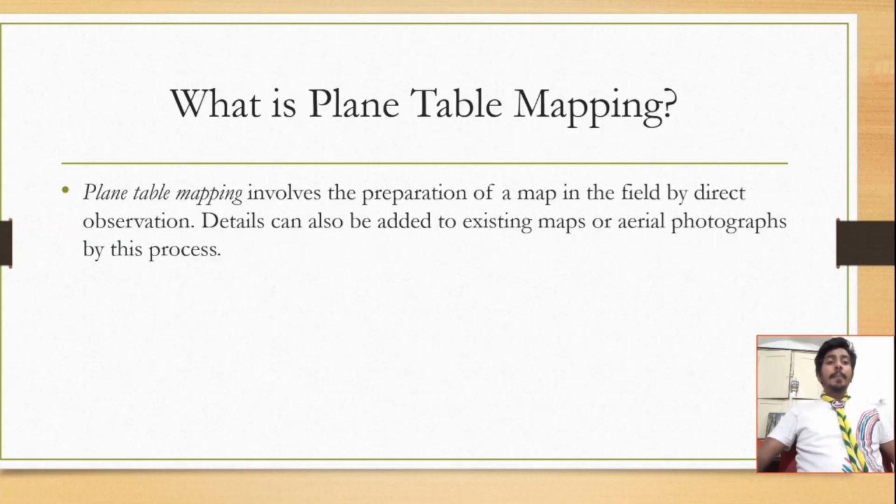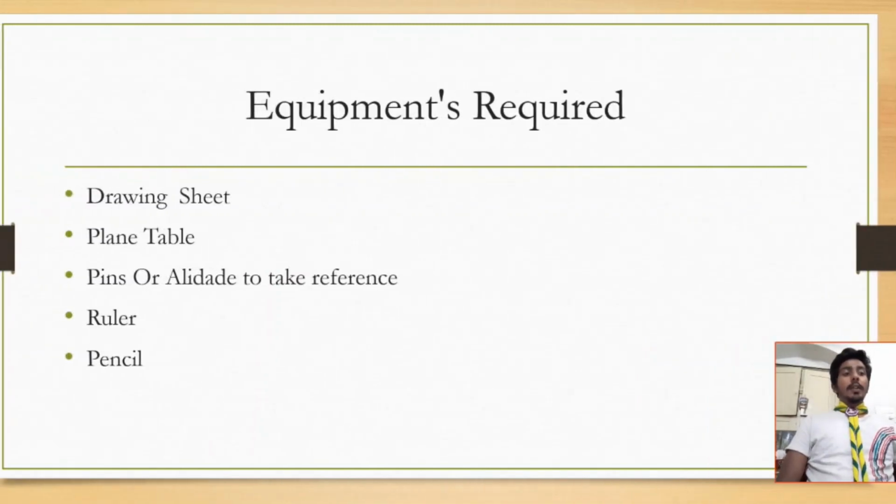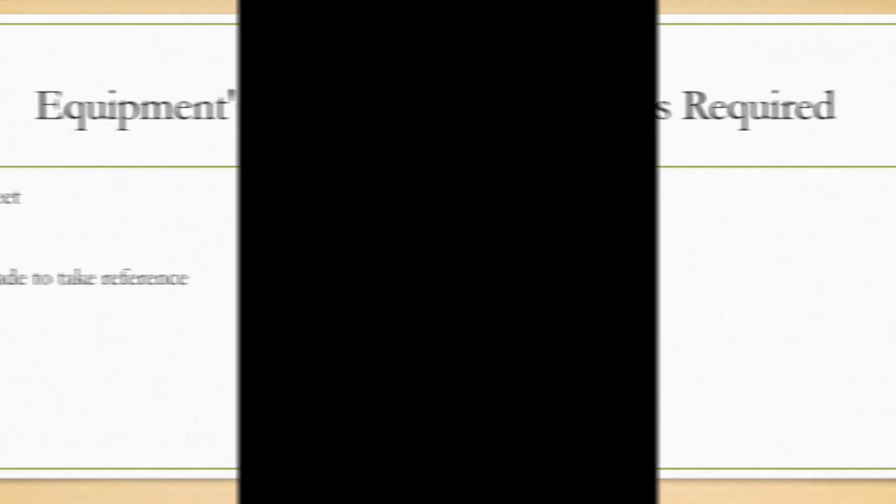Plane table mapping involves the preparation of a map in the field by direct observation. Details can also be added to existing maps or aerial photographs by this process. Now, let us see what are the equipments required for plane table mapping. Firstly, we need a drawing sheet, a table to keep the drawing sheet, pins or alidade to take reference, ruler and pencil. Now, let us see how to perform this plane table mapping step by step.